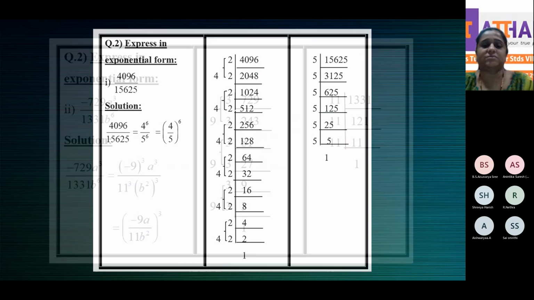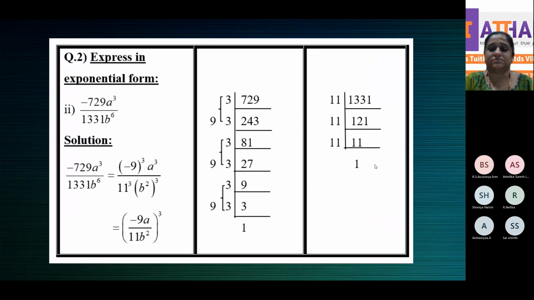Now let's see the presentation. See here, children. Minus 729 is minus 9 the whole cube. A is already to the power 3. 1331 is 11 cubed. And b to the power 6 is b squared the whole cube. So now we have written every part of this expression to the power 3.